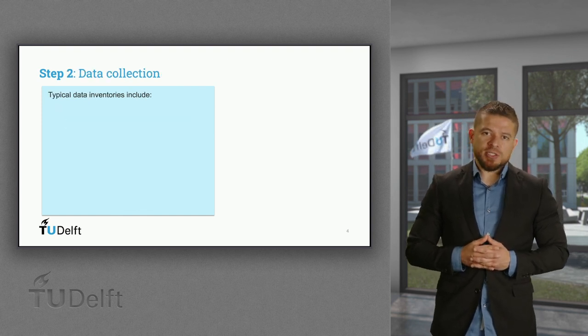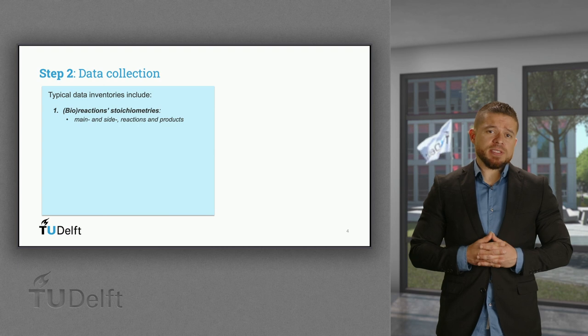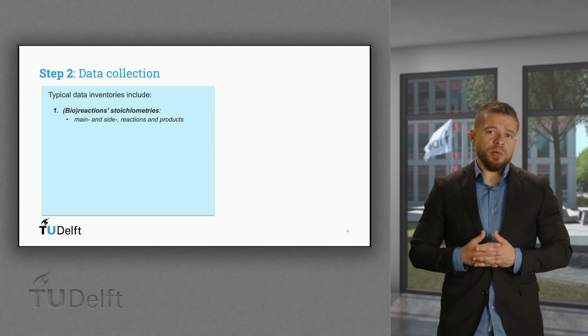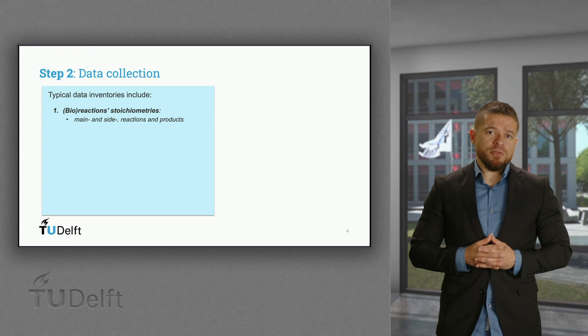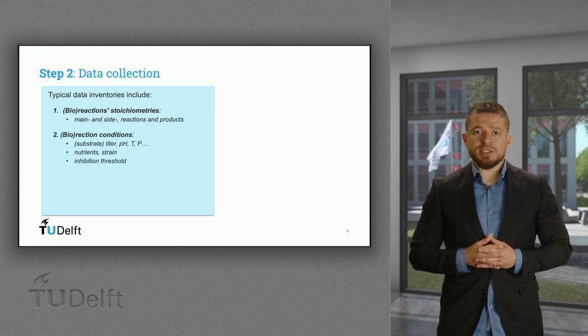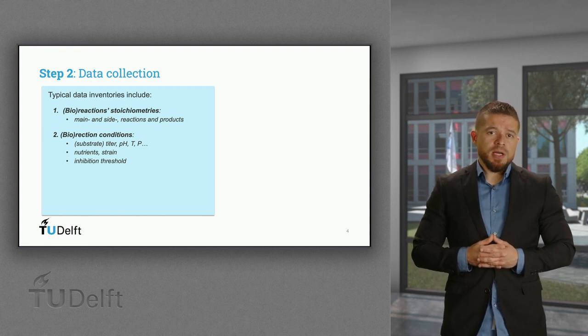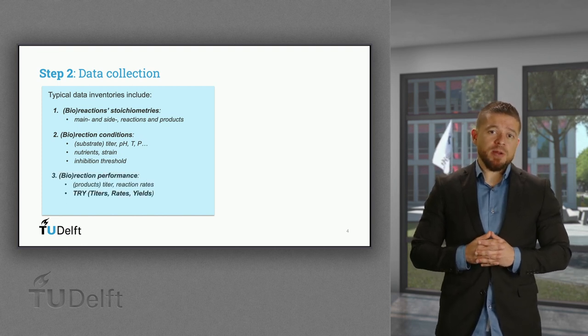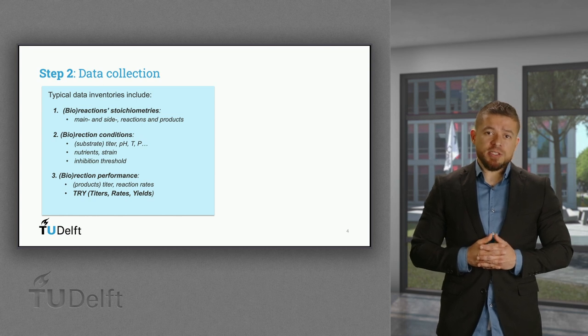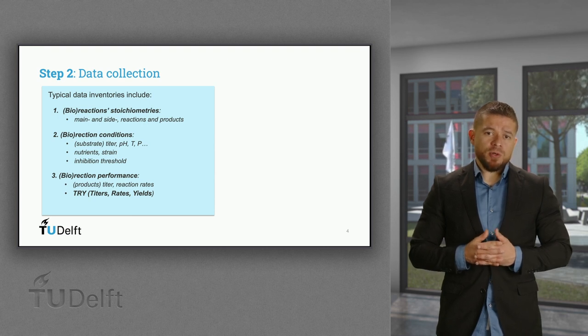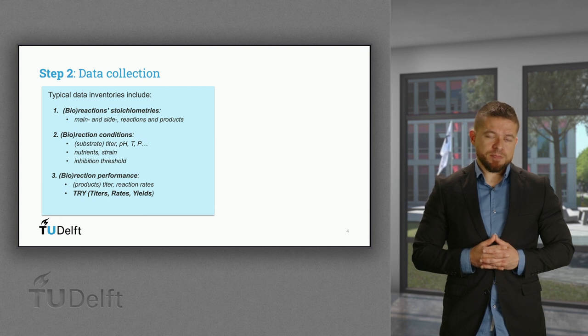Step two is data collection. And data inventories typically start around the bioconversion stoichiometry and around the fermentation conditions, for example, the pH and the concentrations for product inhibition. But knowing the process performance is very important too. And we can consider the TRY indicators: titer of the fermentation products, reaction rates for consumption of substrate and production of biomass and products, and the yield on the main products on substrate consumed.